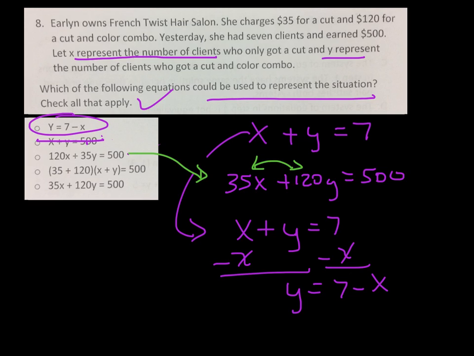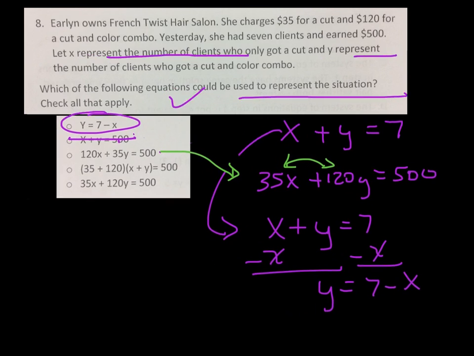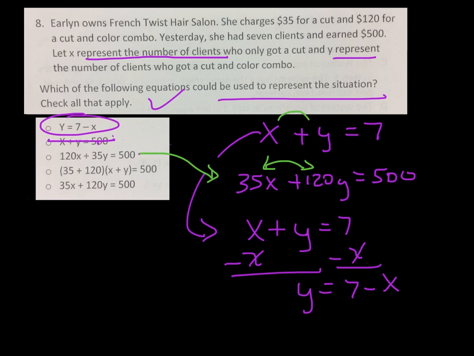Now, you might say to yourself, well, that can't be right. They can't be switched. However, if you were to switch these around, oops, sorry about that, and assign x to the combo and y to just the cut, then yeah, that could work. So this is actually a possibility because that's all it's asking for. Which of the equations could be used? If you switch the x to be a combo and y to be just a cut, then yeah, you could use this one. Or actually, you could use this one right here. So now we've got two possibilities.